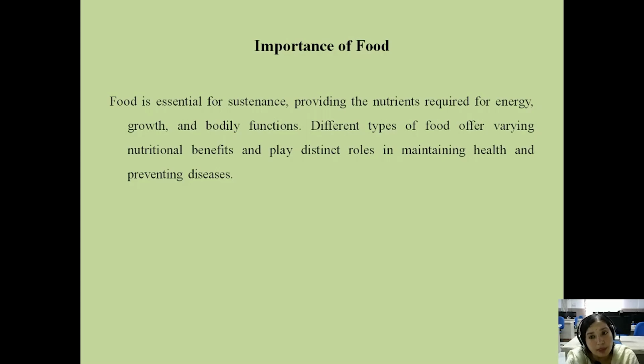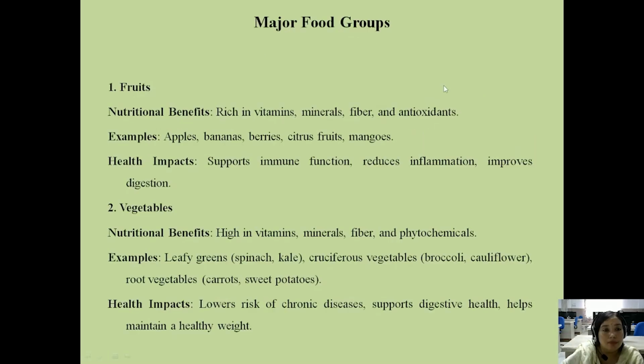That gives you so many nutritional benefits in your body, and it plays a distinct role in maintaining your health and preventing disease. Then come to the major food groups. Fruits have nutritional benefits. They are rich in vitamins, minerals, fibers, and antioxidants. Examples are apples, bananas, berries, citrus fruits, and mangoes. There are certain health impacts: it supports your immune system, reduces inflammation, and improves your digestion.